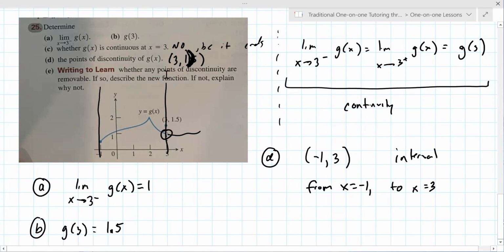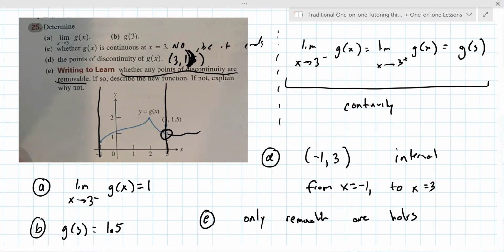Okay. All right, so part E, what they're really trying to get you to see is that the only removable discontinuities are holes. Holes are the only ones that you can remove. Right. So if you could fill in that hole, then you have a continuous function. So there are holes in this. Yes, the hole is there at 3 comma 1.